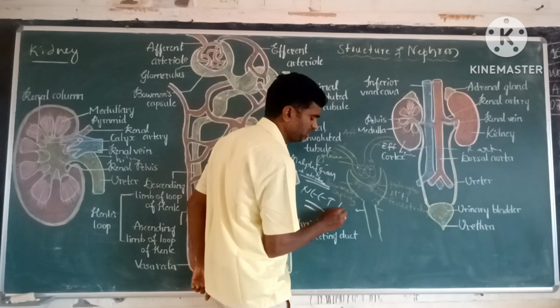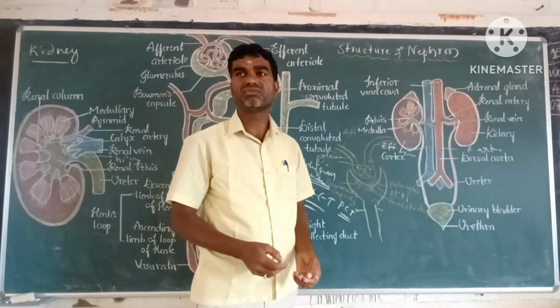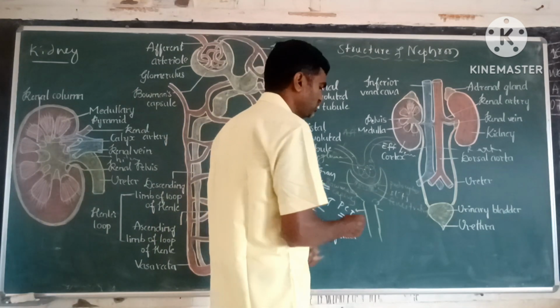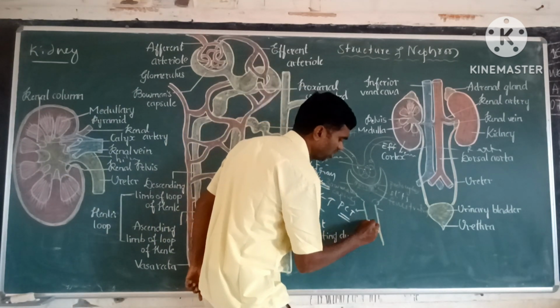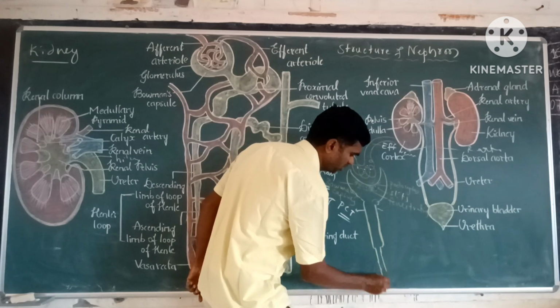This is called the PCT. PCT means proximal convoluted tubule. The proximal convoluted tubule is found here. And next, this is the structure of the nephron.